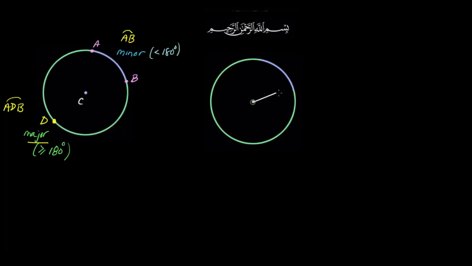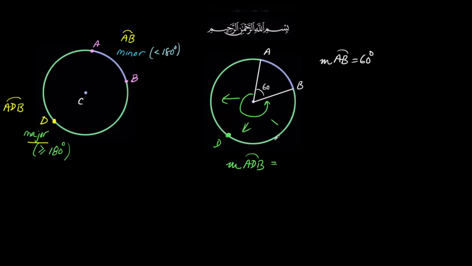So if I have a circle here, and I draw the central angle that subtends this particular arc, and if this is 60 degrees, this arc would be a minor arc, and let's label this again AB. So the measure of arc AB would be 60 degrees. And then for this major arc, let's pick a point like D. The measure of arc ADB would be the remainder, because the central angle would be the angle that cuts out the major arc. So that would be 360 degrees minus 60 degrees, which is 300 degrees. So this is how we name arcs, and this is how we describe the angle measurements based on the central angle.